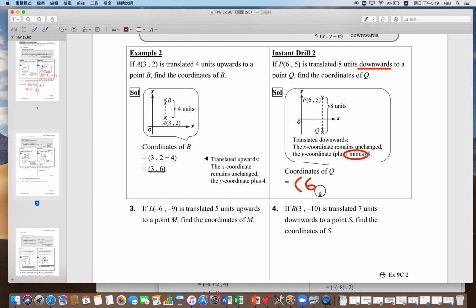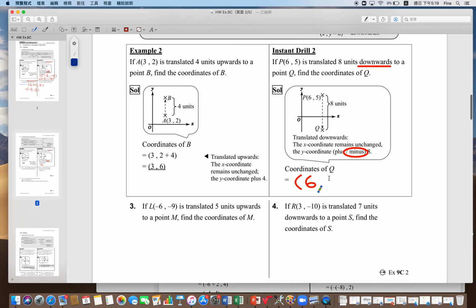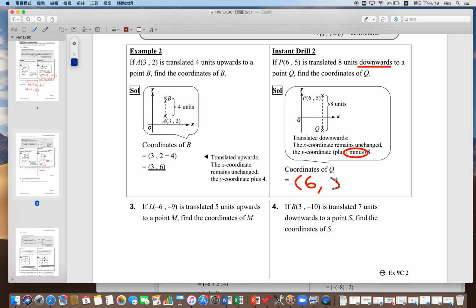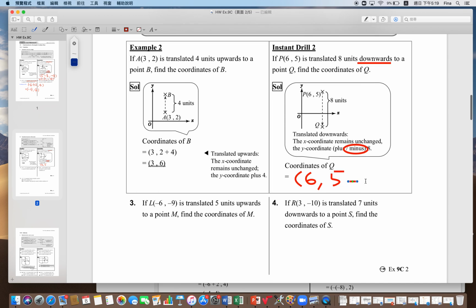And then next, the y coordinate. The y coordinate from 5 and then go downward. That means minus. So you have to use the y coordinate of P minus 8 units. So it should be 5 - 8. And then close the bracket. And don't forget, try to find the final answer. Here it should be 6, and then 5 minus 8, that is -3. That is the answer here.